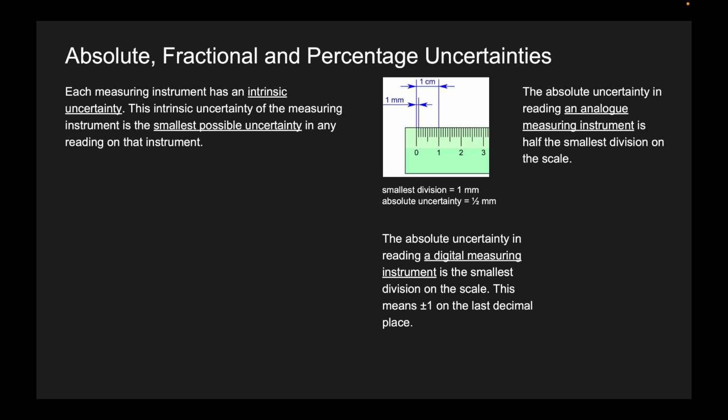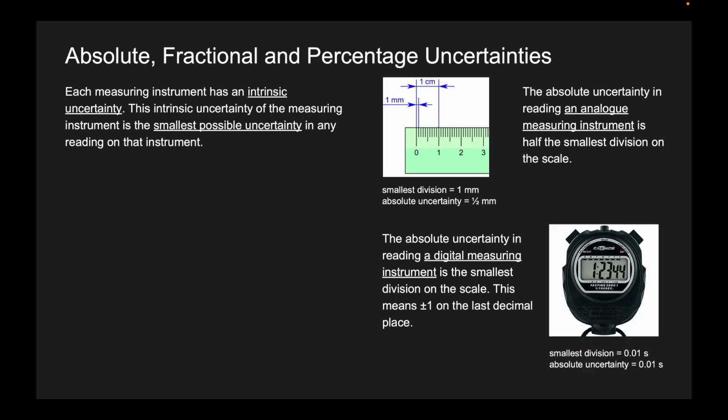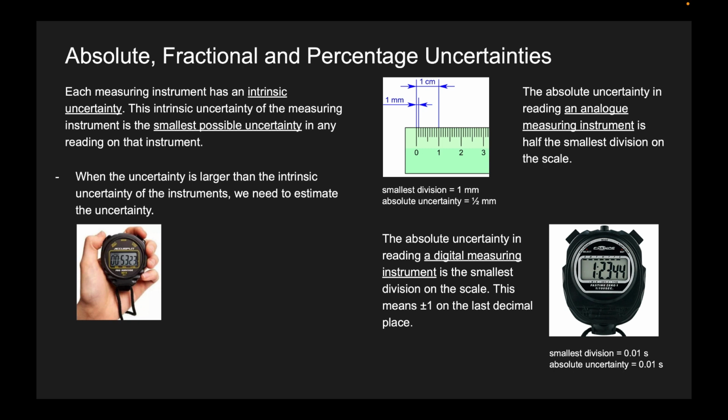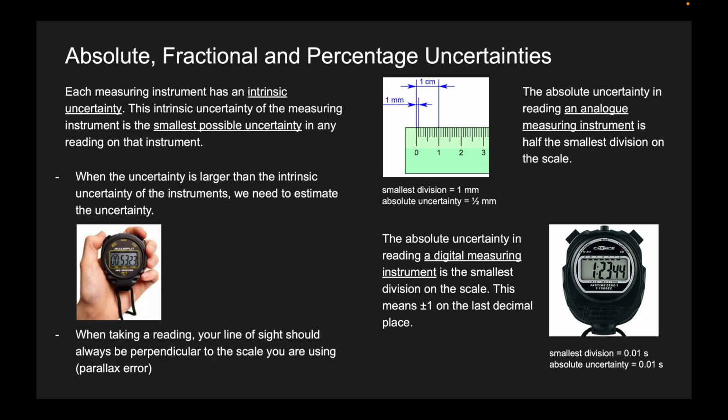When we, for example, measure the time using a stopwatch, the absolute uncertainty in reading of such digital measuring instrument is the smallest deviation on the scale. This means plus minus 1 on the last decimal place. Smallest deviation in this particular case is 0.01 seconds, and the absolute uncertainty is also 0.01 second. When the uncertainty is larger than the intrinsic uncertainty of the instruments, we need to estimate the uncertainty. Also, when taking a reading, your line of sight should always be perpendicular to the scale you are using. Otherwise, parallax error will occur.